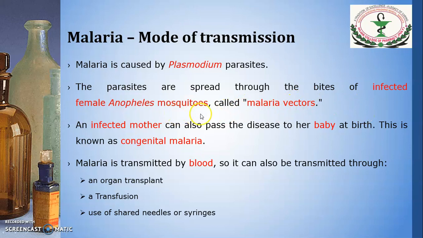The other mosquitoes, the female Anopheles mosquito which is not infected, cannot spread the malaria disease. Again, other than this, if the mother is suffering from malaria, then it can pass to her baby after birth. That is called congenital malaria.